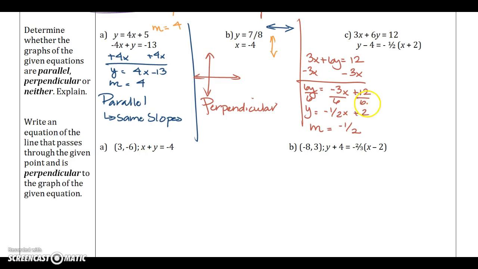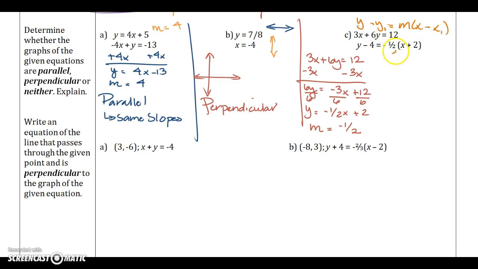Divide every single term by 6. And I have y equals negative 1/2 x plus 2. So my slope for the first line is negative 1/2. Now, this one, I don't really need to do the same amount of work because it looks like it's in point slope form, which is y minus y1 equals m times x minus x1.